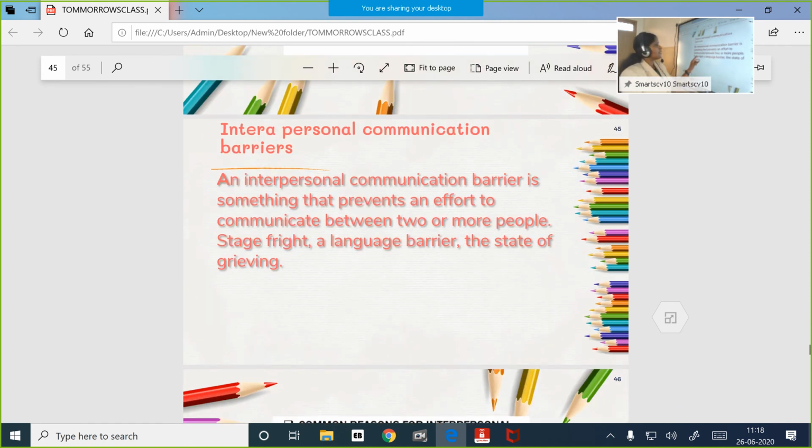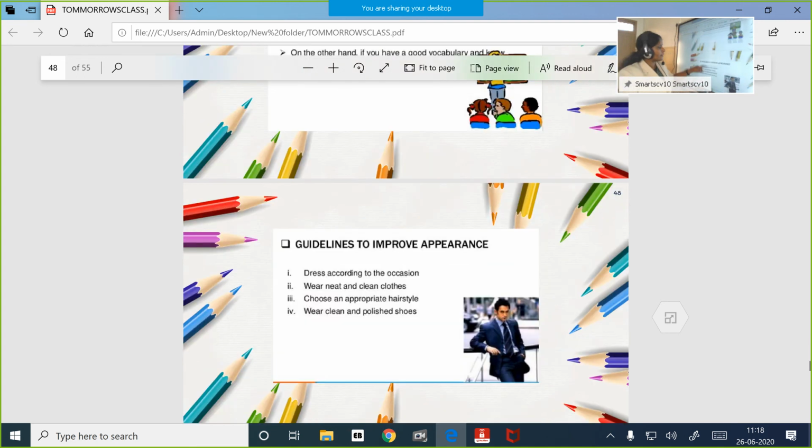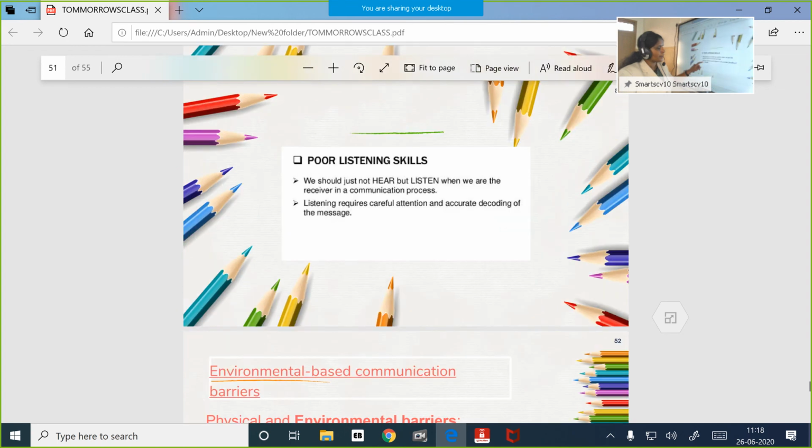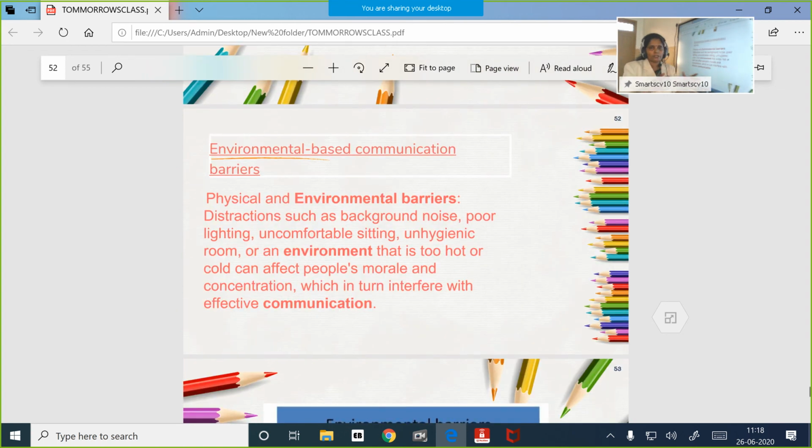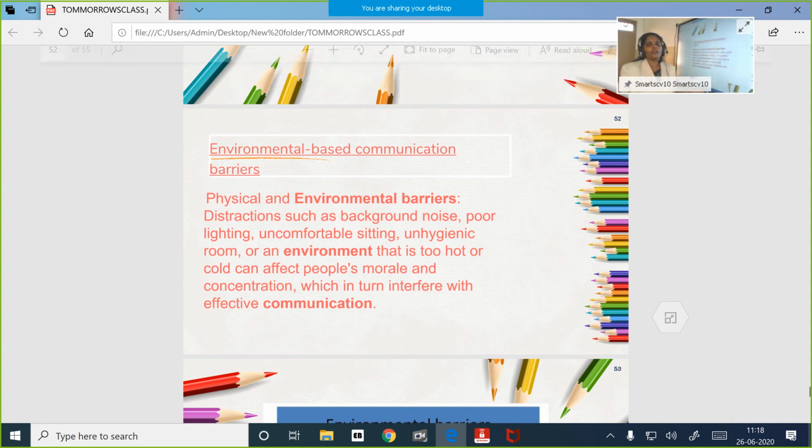Interpersonal communication is something that prevents us from making an effort to communicate with two or more people. And the last one is the environment based communication barrier that is caused because of the environment. Maybe it is too hot, too noisy, or too much of a crowd. We are not talking. That is the case.